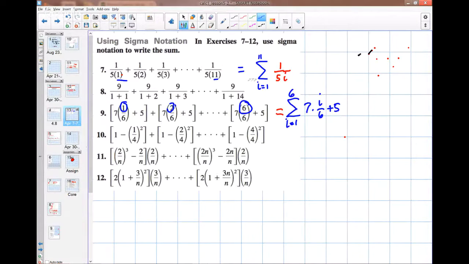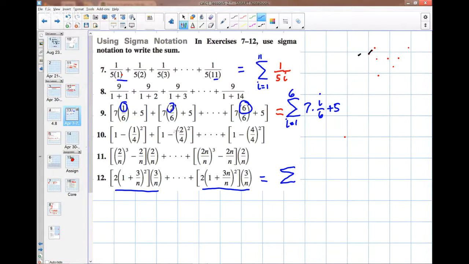Let's try one more. How about if we look at number 12? So we've got our sigma notation. We want to locate the things that seem to stay the same. So here's our first term. Okay. And then what's different over here? And the answer is nothing.